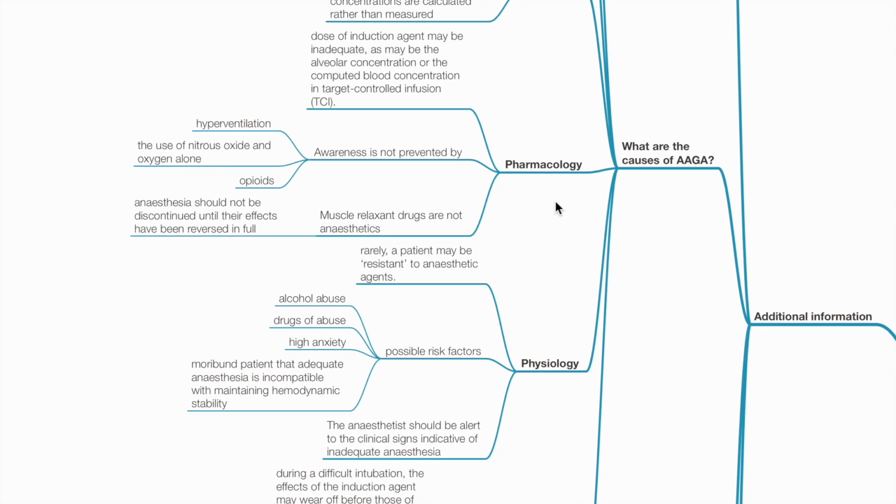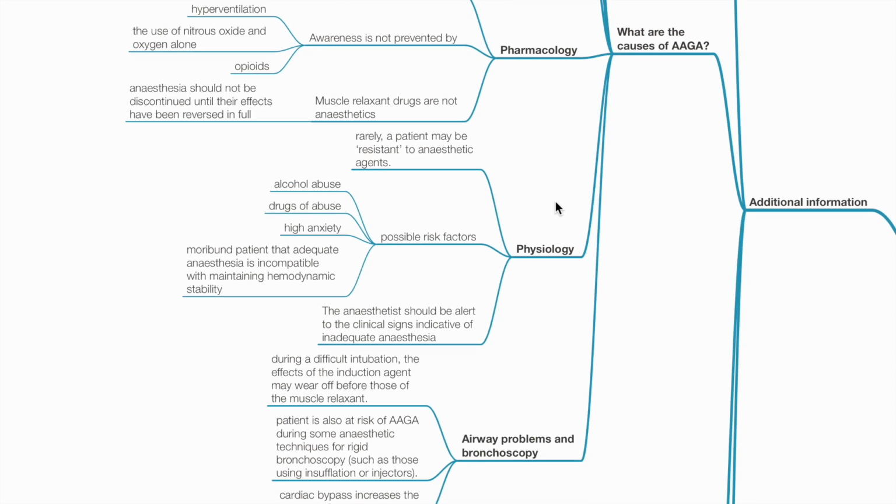Pharmacological causes. The dose of induction agent may be inadequate for that patient, as may be the alveolar concentration or computed blood concentration in target controlled infusion. Awareness is not prevented by hyperventilation, use of nitrous oxide and oxygen alone, and opioids. Muscle relaxants should not be used as hypnotics. Anesthesia should be continued until the effects of neuromuscular blockade have been reversed in full.